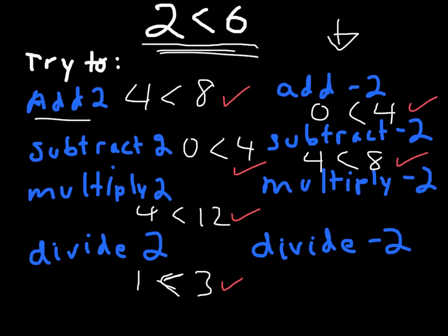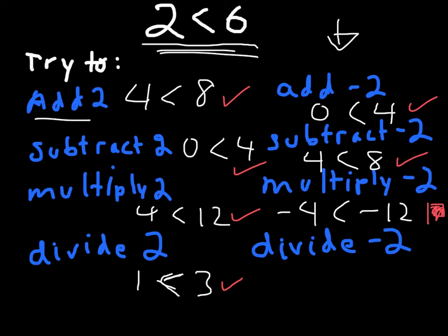Yes. Okay. Multiply by negative 2. 2 times a negative 2 is negative 4, and 6 times a negative 2 is negative 12. Is negative 4 less than negative 12? No. So this is where it gets a little iffy. Put a little red flag here. So that is false.